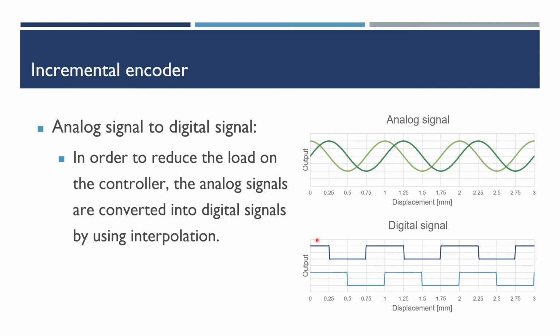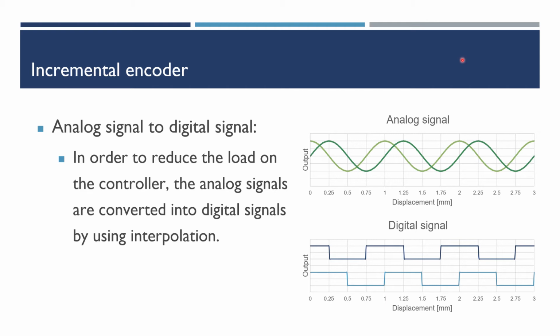However, if we directly output the analog signal from the sensor to the controller and do the arctangent in the controller, the controller may not be able to handle such a large computation. This problem will result in a limited moving speed of the encoder. So a method called interpolation is used to transfer the analog signal into a digital signal and then input it to the controller to lower the load the controller needs to handle. In this way, noise will also have little impact on the signal during transmission.